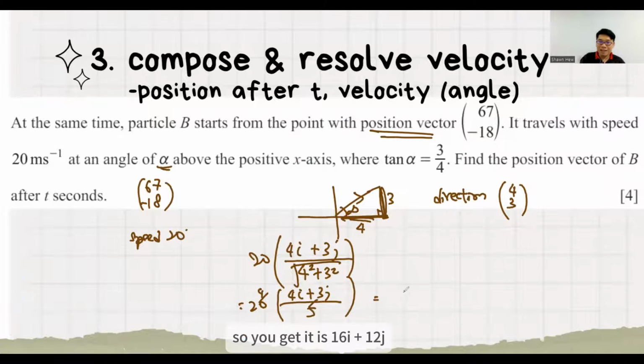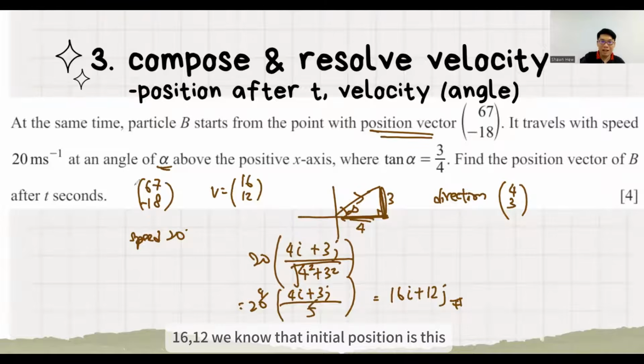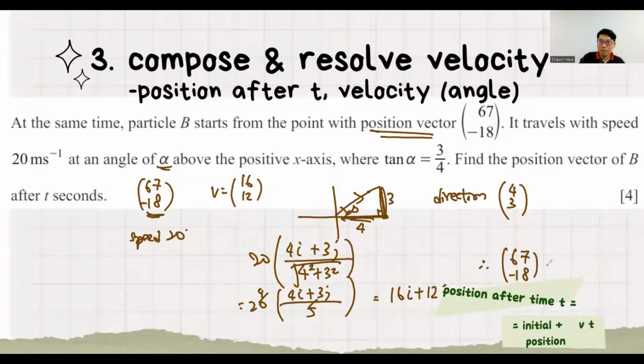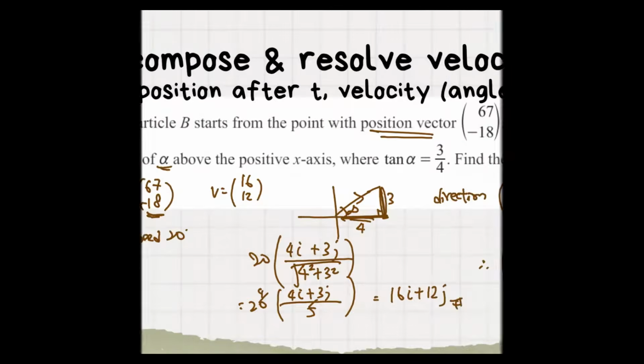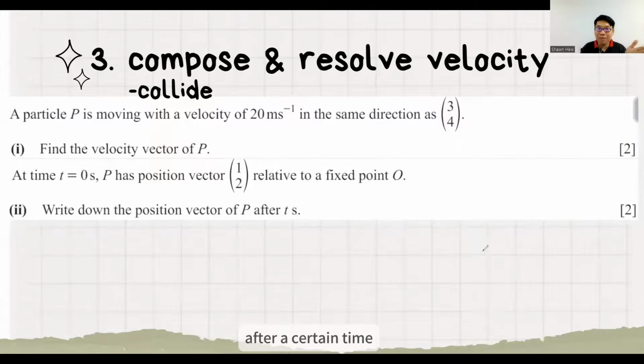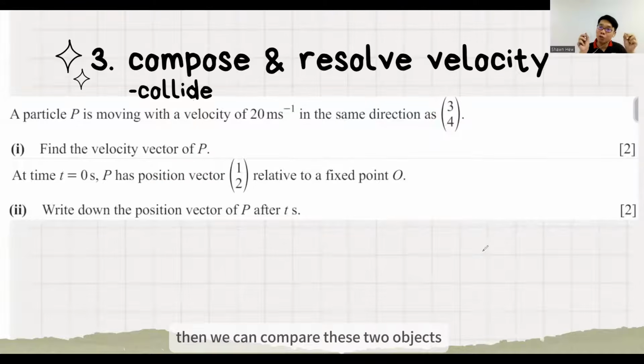So we get it is 16i plus 12j. After we know the velocity is 16, 12, and we know the initial position, then we can know the position after time t is initial position plus velocity times time. Okay, so after we know how to gain the position after a certain time, then we can compare these two objects. If both of them are moving, will they collide?